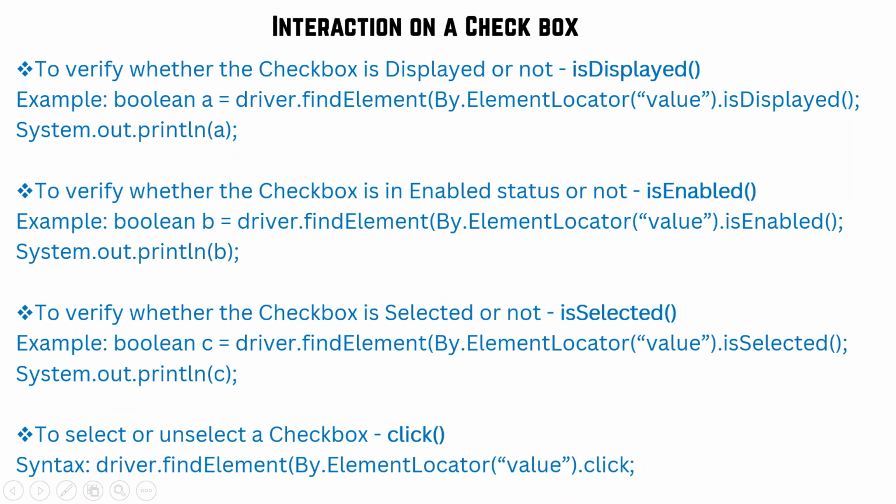You can just verify whether it is displayed or not. To verify whether the checkbox is enabled, you can call the isEnabled method, and after that you can check isSelected or not. Most of the time, when the page opens, it will not be selected, so it will be false. But after that, you can click on the checkbox to select it. To select or unselect the checkbox, use click. The first time you use the click method, it will be selected, and the second time, it will be deselected.